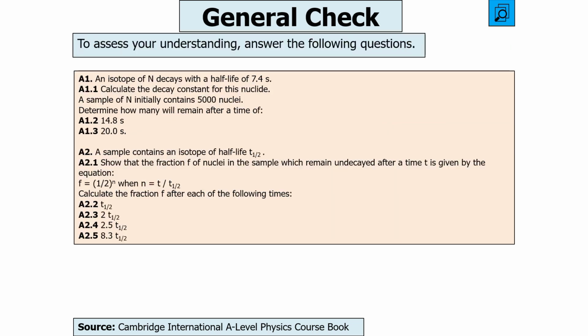In our next question, an isotope of N decays with a half-life of 7.4 seconds. Calculate the decay constant for this nuclide. Then a sample of N contains 5,000 nuclei. Determine how many remain after a time of 14.8 seconds and then 20 seconds.